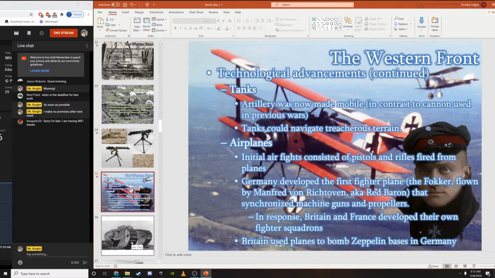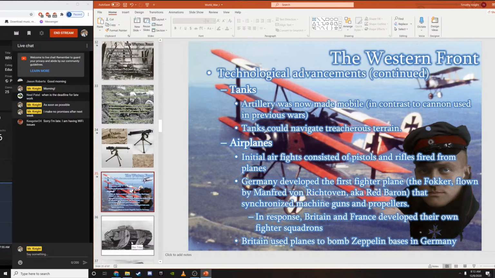The Red Baron, as he's sometimes known, is a guy by the name of Manfred von Richthofen. Manfred von Richthofen was probably the best known pilot in all of World War I. He was known as the Red Baron, and he had the most, what do they call it? The most air kills, where he would go up and engage other planes in combat and shoot them out of the sky.